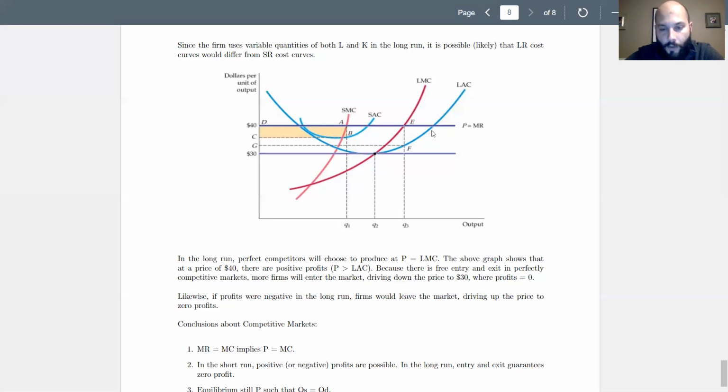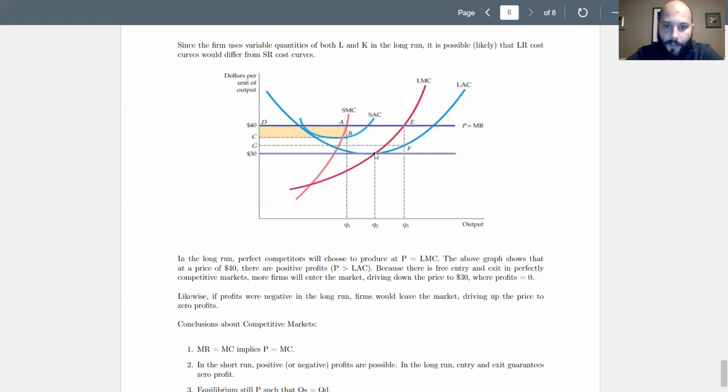Likewise, if in the long run the price was too low and firms were losing money, price was below average total cost, firms would exit the market. That would push the price back up to the point where long run marginal cost equals long run average cost equals price, this point right here. Or in other words, the point of zero profit.